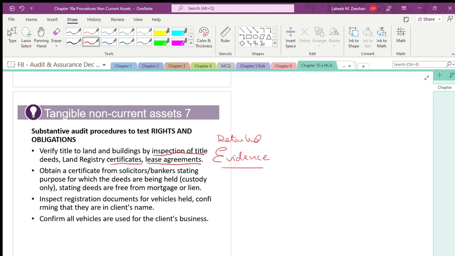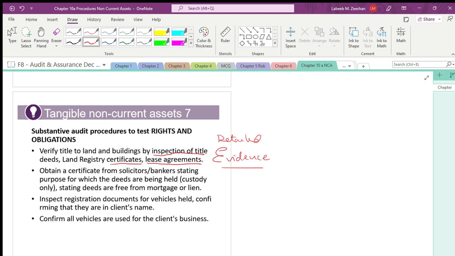Control is what is in place. Test of control, we are going to make sure that the controls are effective or not. Whereas substantive procedure, we are going into evidence. Substantive procedure is evidence. Just keep this in your mind all the time. It makes things easy. They will ask one question on substantive procedure.